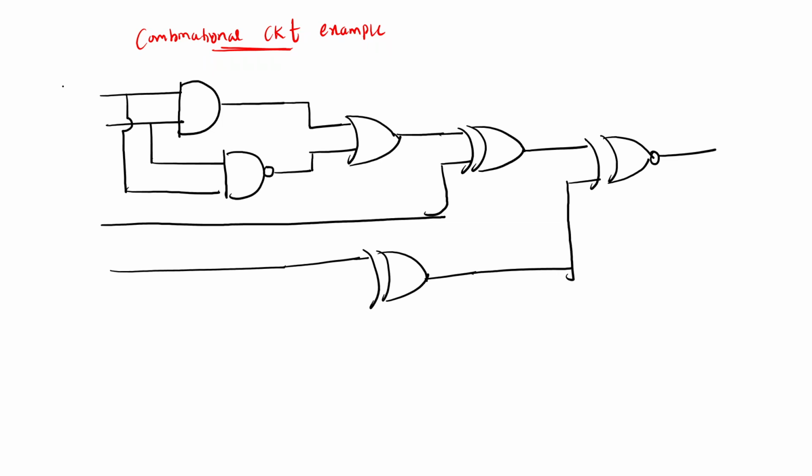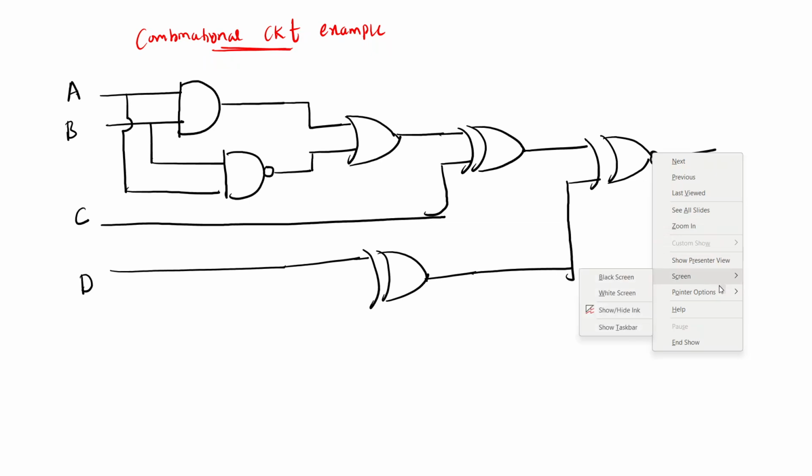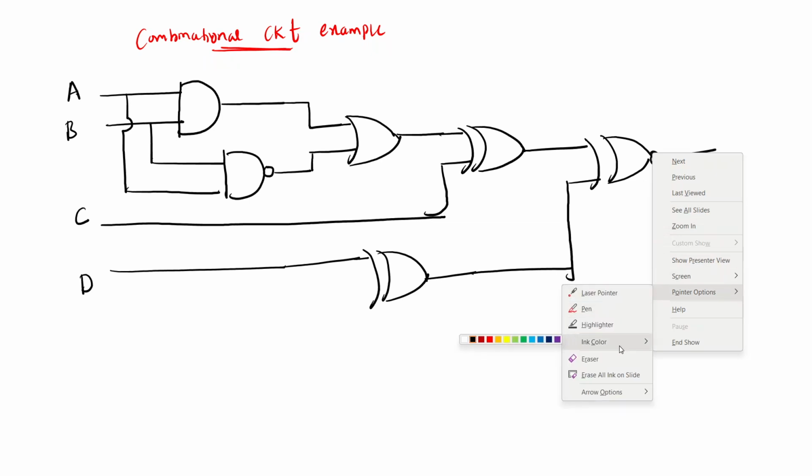So this is one combinational circuit. Okay, so a combinational circuit is given, and I want to get the logic expression. How to get the logic expression? Suppose they ask you to find the output of this given expression.